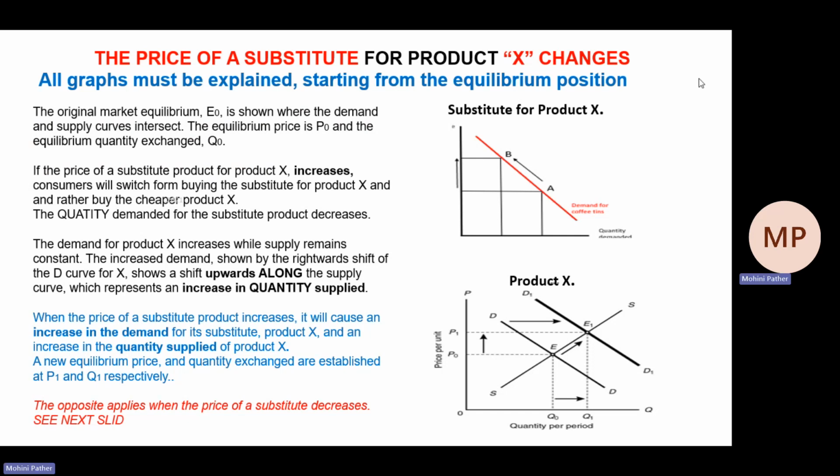Okay, well, we're talking about the price of a substitute for the product. X is the thing that changes. So let's look at a specific example. Here we have our original graph. We're looking at perhaps coffee and tea. Oh, this is actually happening now.